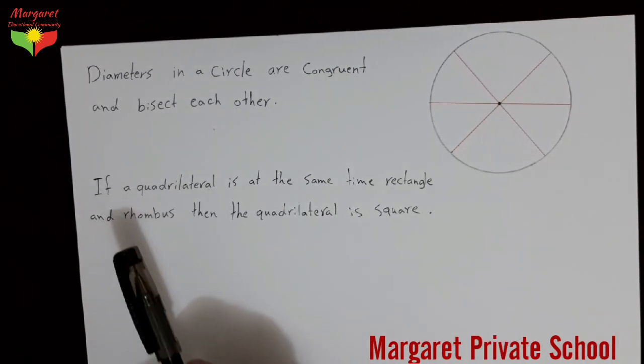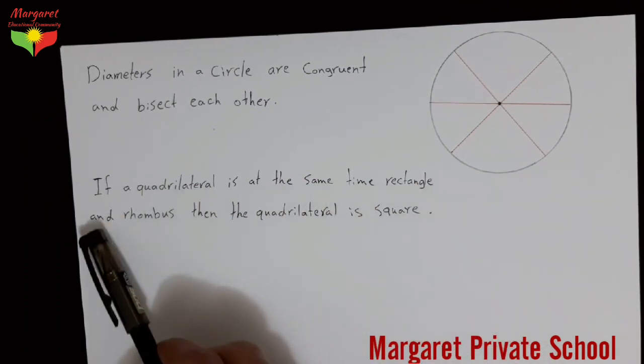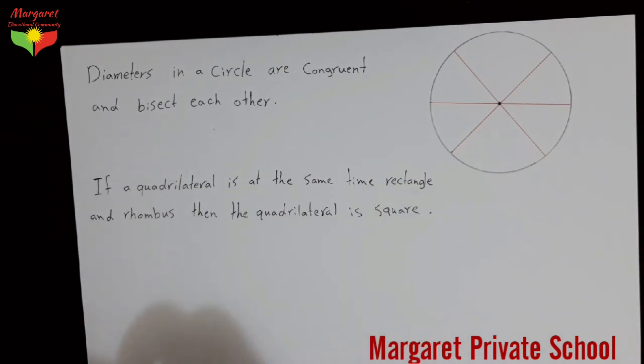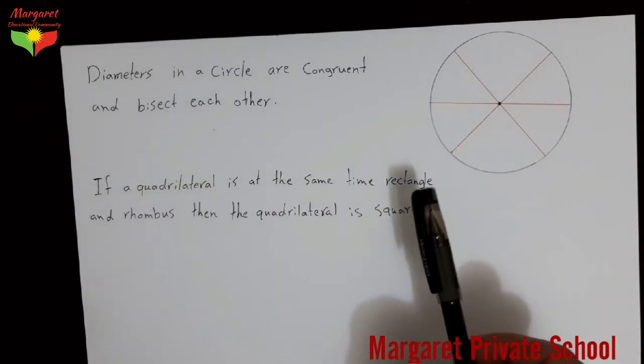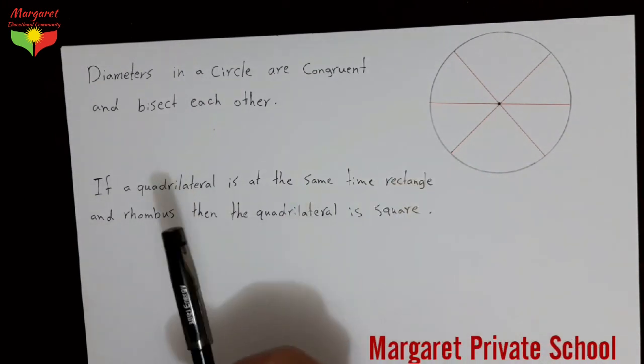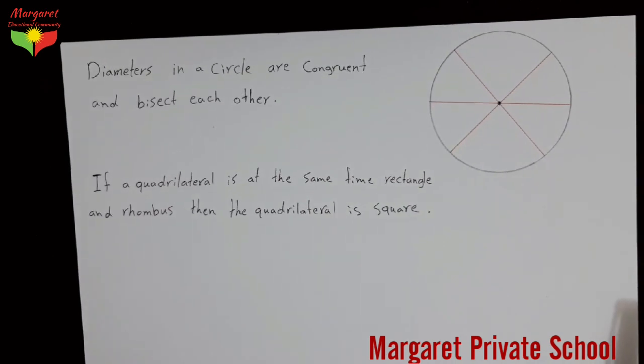And if a quadrilateral is at the same time a rectangle and a rhombus, then the quadrilateral is a square. ئەگەر چوارلایەک لە یەک کاتە، یعنی لە هەمان کاتە لاکێشە بێت و مەعینیش بێت، ئەوە توانین بڵین ئەو چوارلایە چوار گۆشەیە.